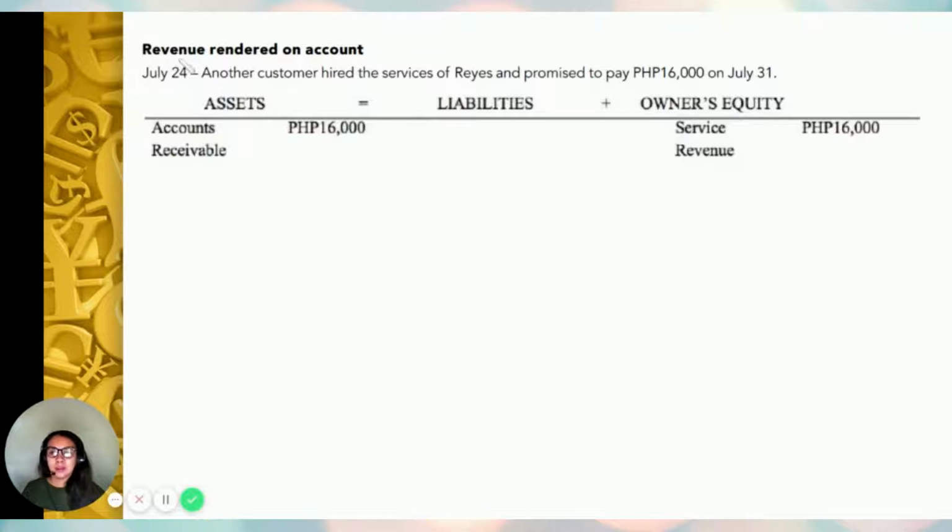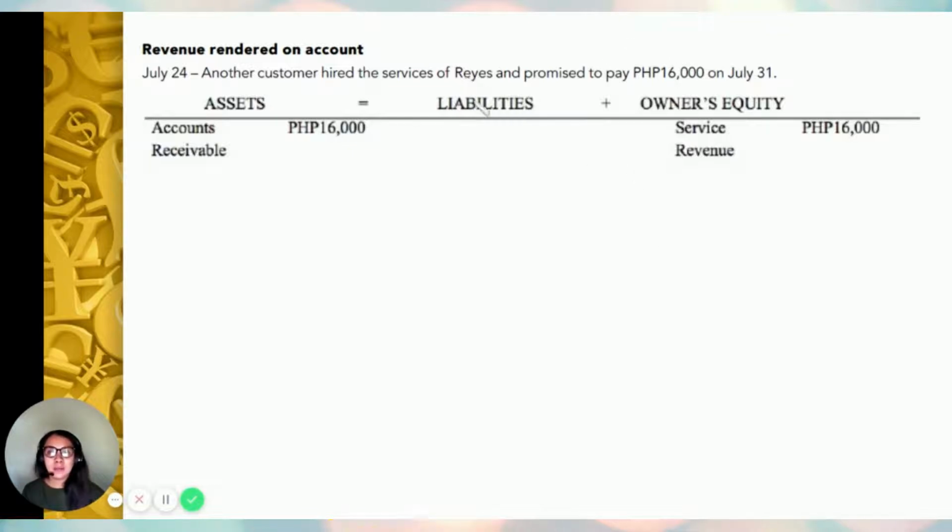Next one, revenue rendered on account. That means that if it is a service business, you already rendered service, but the customer hasn't paid yet. So it's revenue rendered on account. July 24th, another customer hired the services of Reyes and promised to pay 16,000 pesos on July 31st.